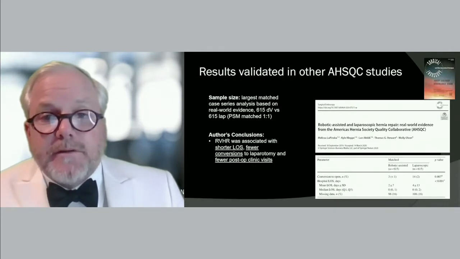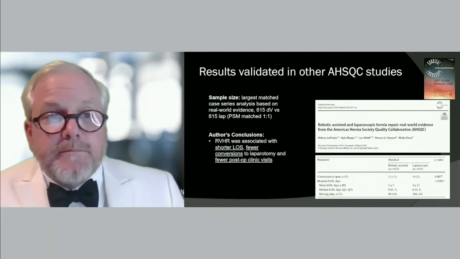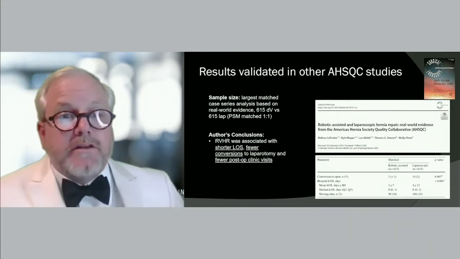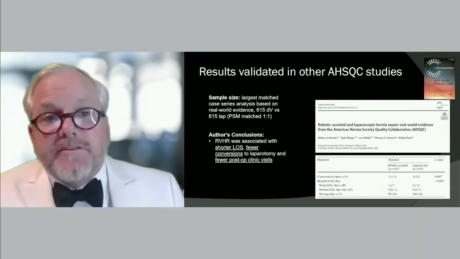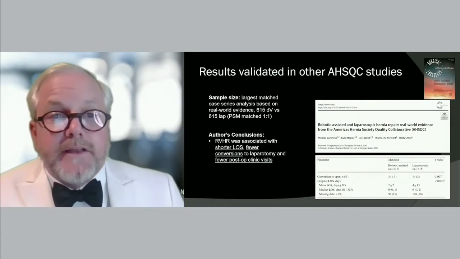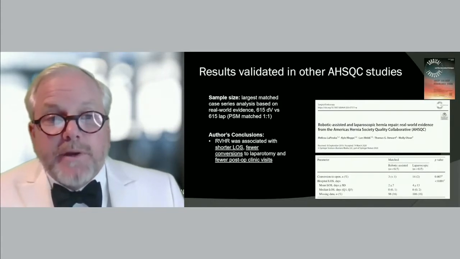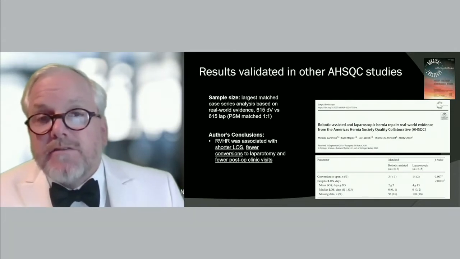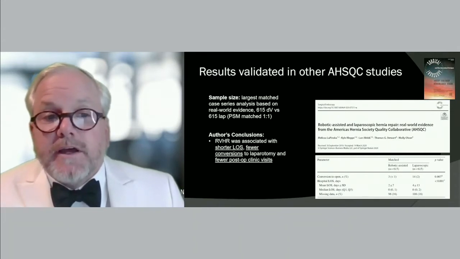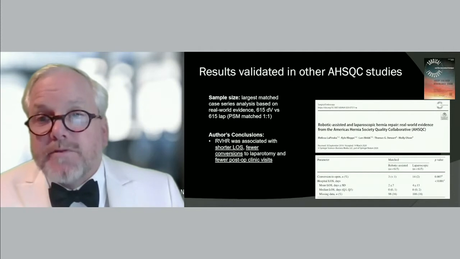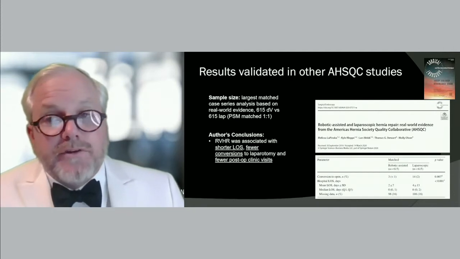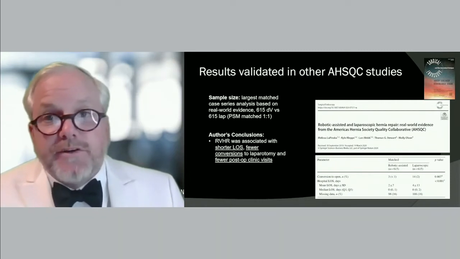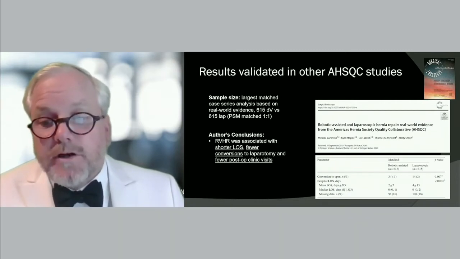Melissa Lipinska put this together out of the AHSQC as well, the American Hernia Society Quality Collaborative, and they matched 650 da Vinci versus 650 lap ventral hernia repairs, and their conclusion was there's a shorter length of stay, fewer open conversions, and fewer visits post-operatively. So again, that conversion to open, that's a recurrent theme through all of my robotic procedures, and that's a big downstream cost savings.